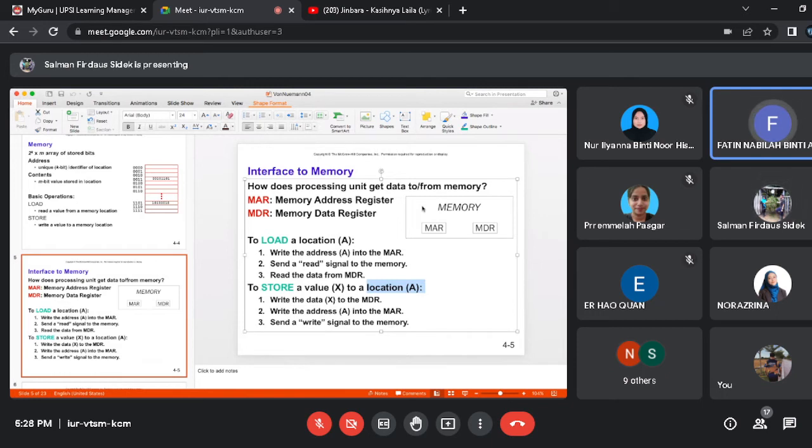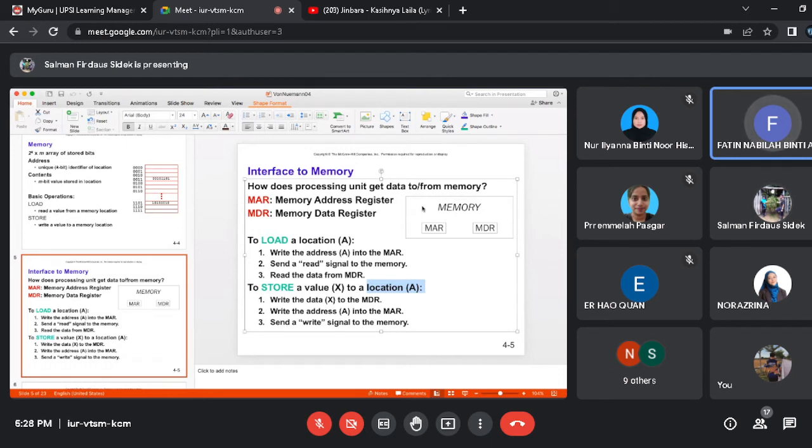Kenapa kena store sekejap dalam CPU? Saya tanya. Untuk ALU proses. Yes, untuk ALU process the data. Good. Okay, next. ALU proses undergo arithmetic and logic process. Betul. Lepas tu back to temp. The processed data or information will be kept back to temp. Okay, next. Teruskan.